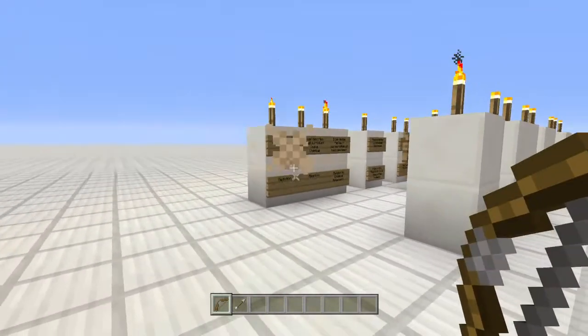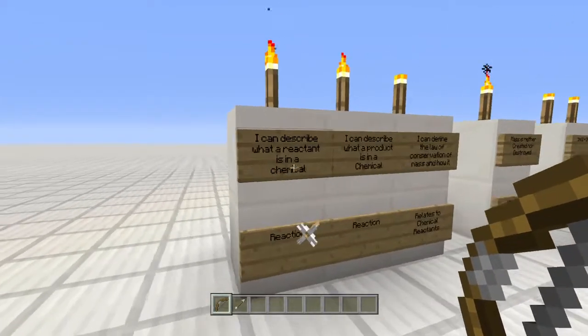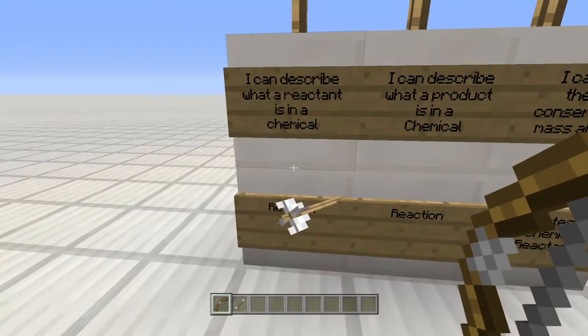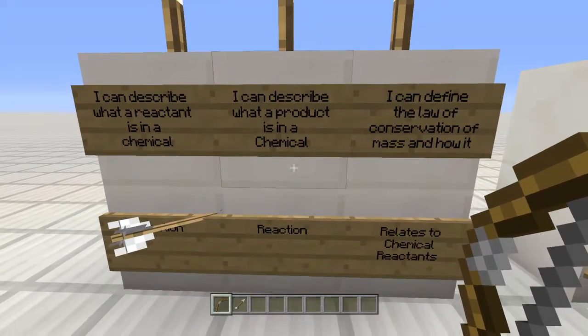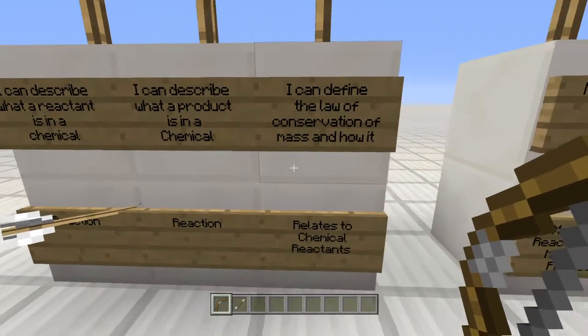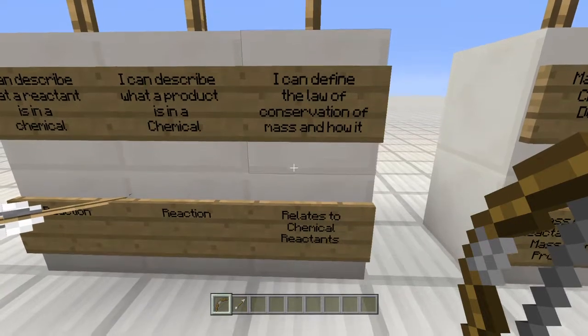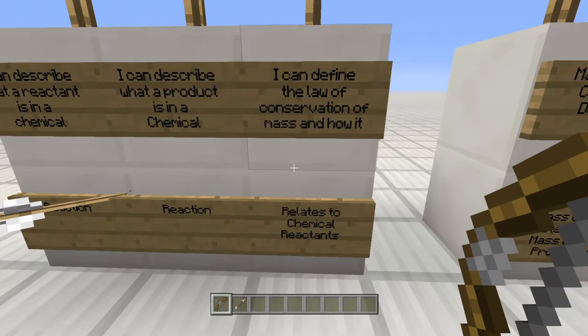Our three learning targets for today are: 1. I can describe what a reactant is in a chemical reaction. 2. I can describe what a product is in a chemical reaction. And 3. I can define the law of conservation of mass and how it relates to chemical reactants.